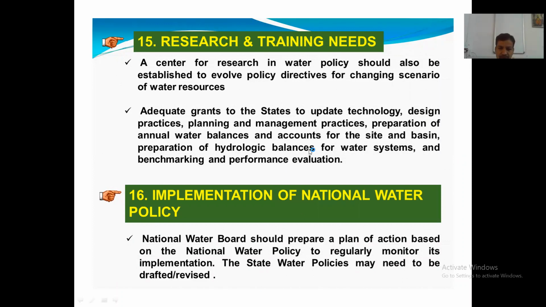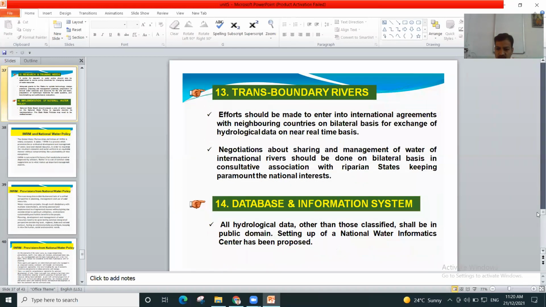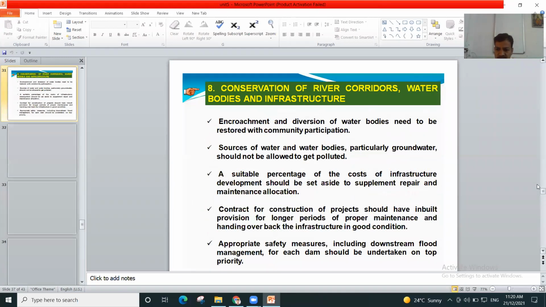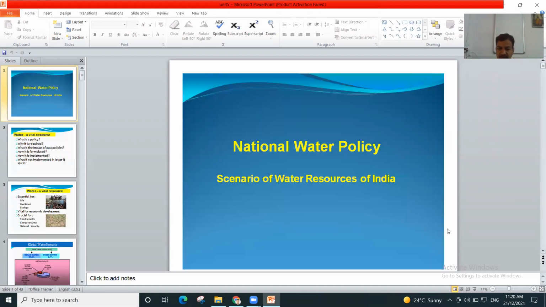त्यानंतर आपण पाहणार आहे स्टेट वॉटर पॉलिसी, महाराष्ट्र स्टेट वॉटर पॉलिसी. त्यामध्ये काय प्रोविजन्स दिलेले आहेत समजलं इथपर्यंत. नॅशनल वॉटर पॉलिसी, दिस इज अ सिनेरियो ऑफ वॉटर रिसोर्सेस ऑफ इंडिया. The various points that we have studied, national water policy.